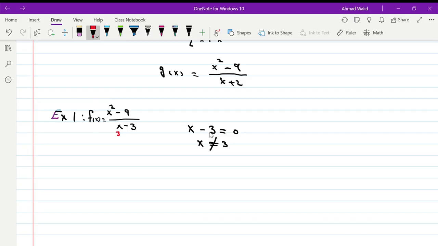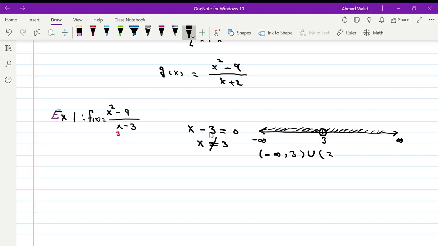Now, how to write the domain? Draw your number line even before I discussed it with you, correct? Here is, for example, 3. Draw an open circle for 3. This side is your x, all values, and x can take all these values on the right side. Here you have negative infinity, here you have positive infinity. Then your domain is from negative infinity to 3, union from 3 to positive infinity. That is the domain of this rational function.